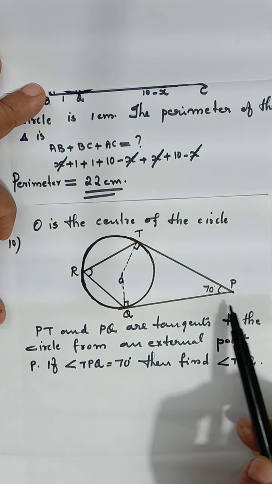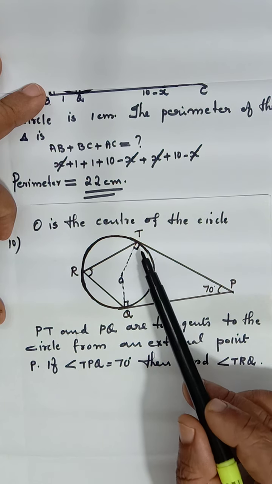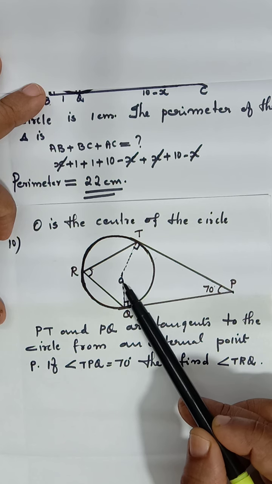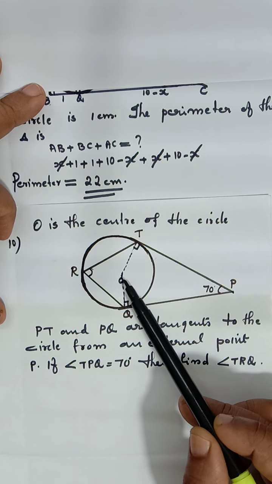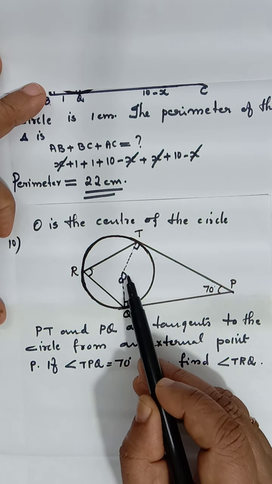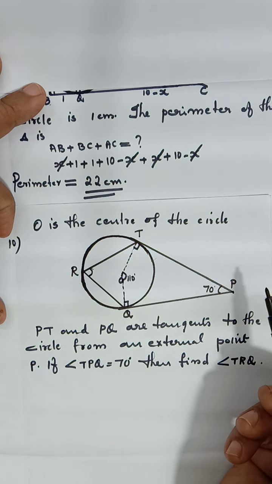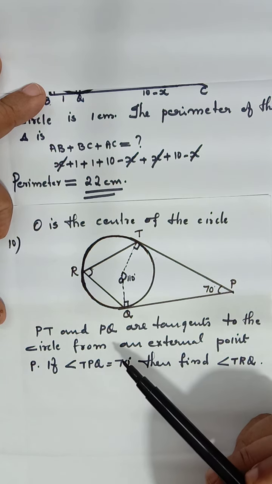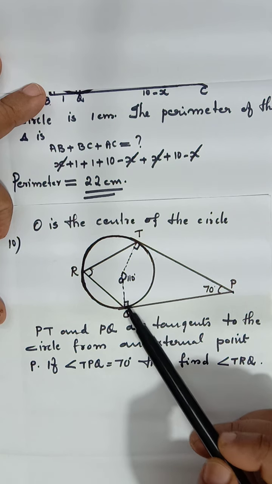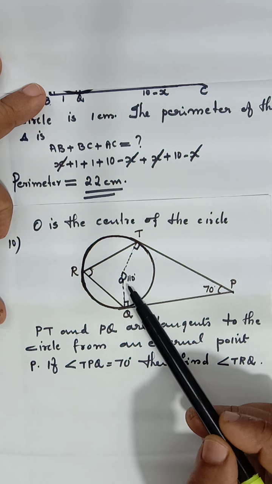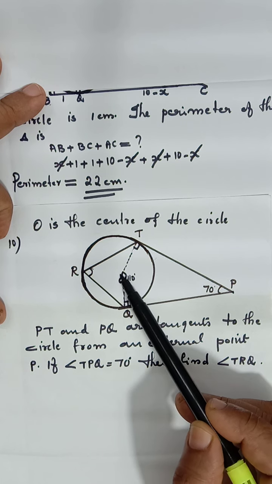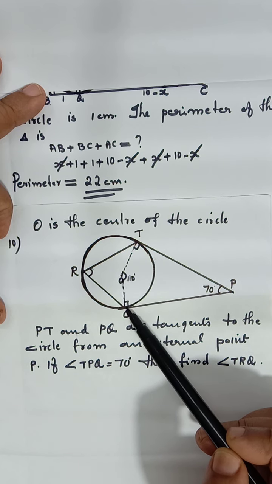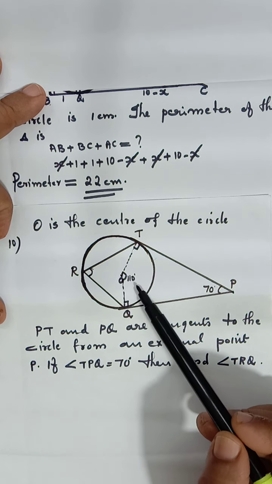The sum of the angles of a quadrilateral is equal to 360 degree. 90 plus 90 makes 180. Therefore, 70 plus this angle TOQ should be equal to 180. 70 plus 110 makes 180. Therefore, angle TOQ is equal to 110 degree. That is called the central angle. A central angle is always from the center. OT and OQ are the arms of this angle.